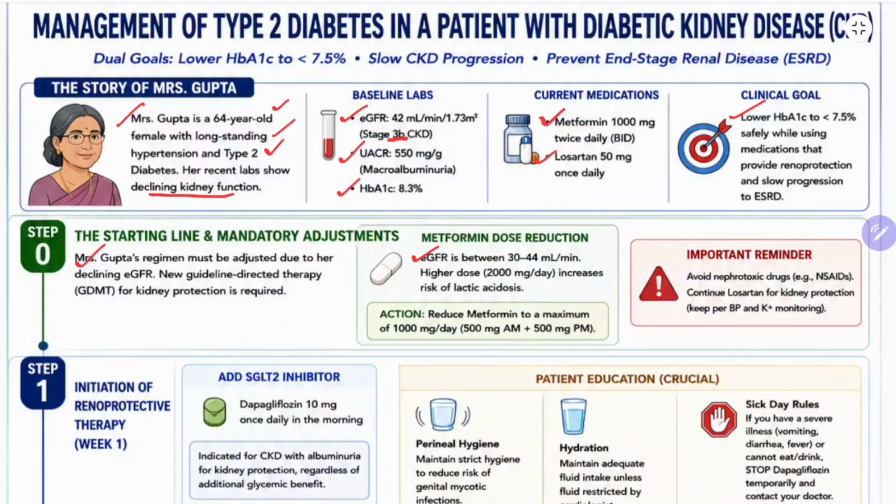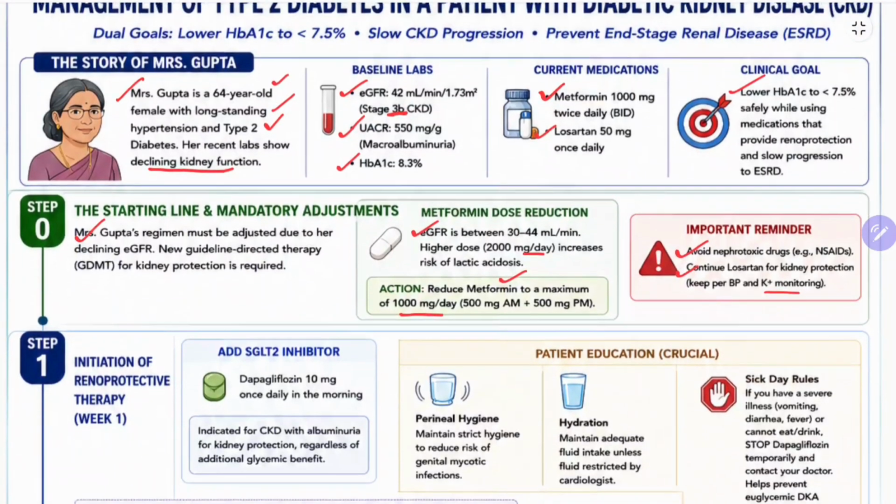Because the eGFR is between 30 and 45, 2 gram per day increases the risk of lactic acidosis. That's why metformin should be reduced to a maximum dose of 1 gram per day only. Okay, that one we have done. So the other important thing is to avoid nephrotoxic drugs like NSAIDs and continue losartan. This information should have been given to this patient. So that is an ARB for kidney protection. Keep BP in control and monitor potassium in this patient.